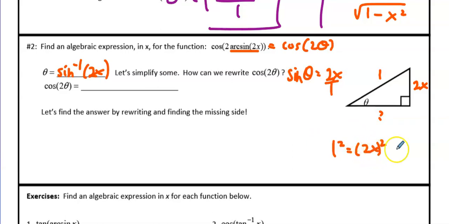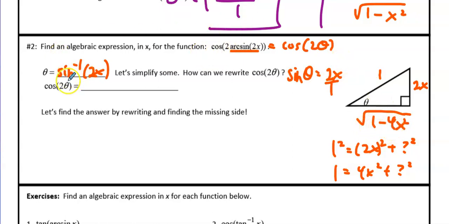So 1 squared is equal to 2x squared plus question mark squared. Be careful that we're squaring the 2 with the x. So we're going to get 1 equals 4x squared plus question mark squared. I can move the 4x squared over, and then take the square root of that, and I'm going to get that this is equal to the square root of 1 minus 4x squared.